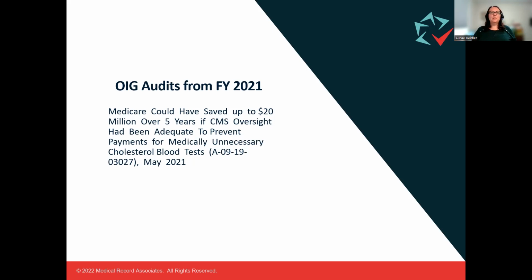So you may want to take a look at that, read the audit. It talks about what they found, the $20 million that were at risk because they were billing both of those panels at the same time when they weren't necessary.